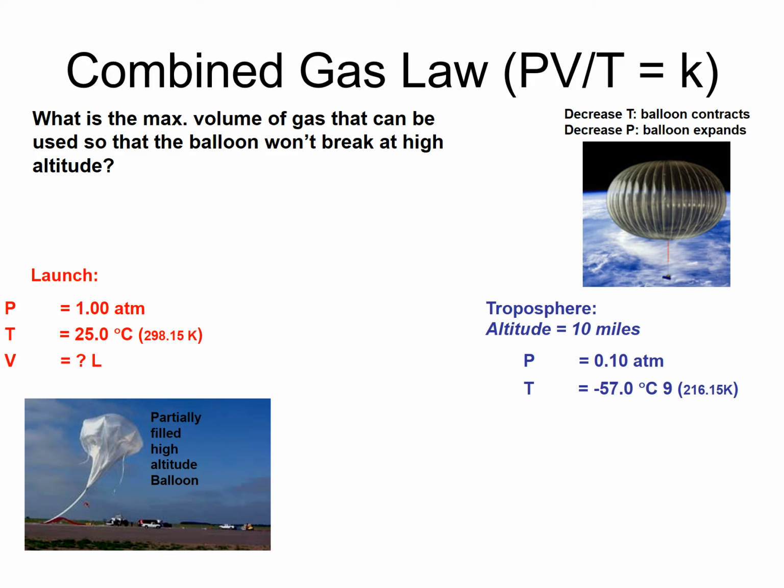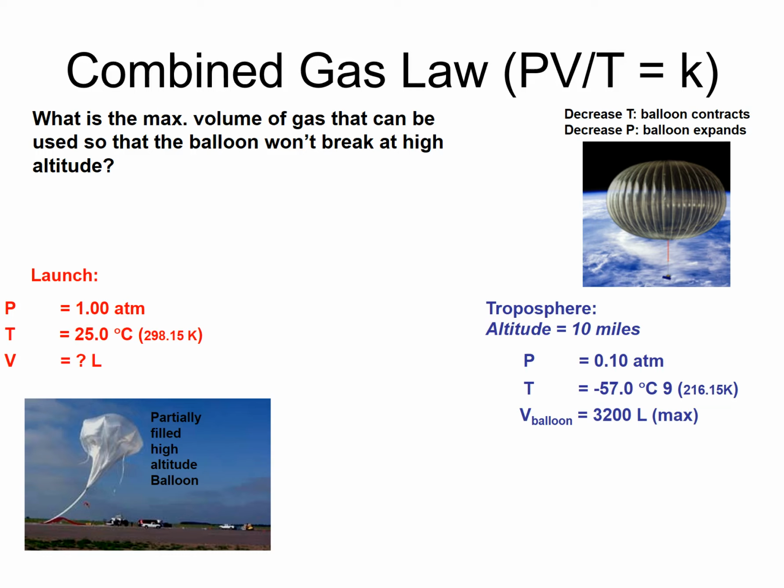Minus 57 degrees Celsius translates into 216.15 kelvins. And it's that Kelvin temperature that we're going to need to use. The volume of the balloon, well, the balloon is going to be maxed out at altitude. At 10 miles up, the balloon is going to be completely filled, not underfilled, not overfilled, because that would mean breaking, but filled just perfectly. And the volume of the balloon at altitude is known to be 3,200 liters. That's the maximum size the balloon can occupy.